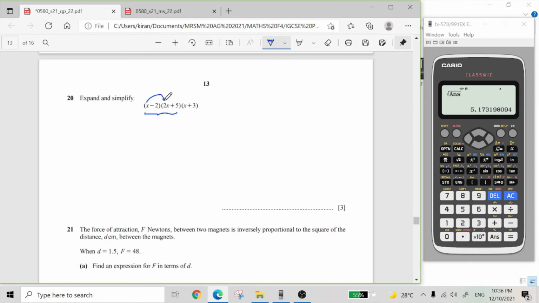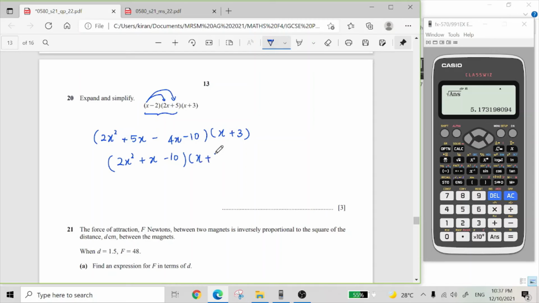Okay, so this part we do it one by one. X times 2x, we get 2x squared, and then plus 5x. Okay, and then minus 4x, and then minus 10. So we get that part, and then this time x plus 3. Okay, this one we make it simple, plus x minus 10.